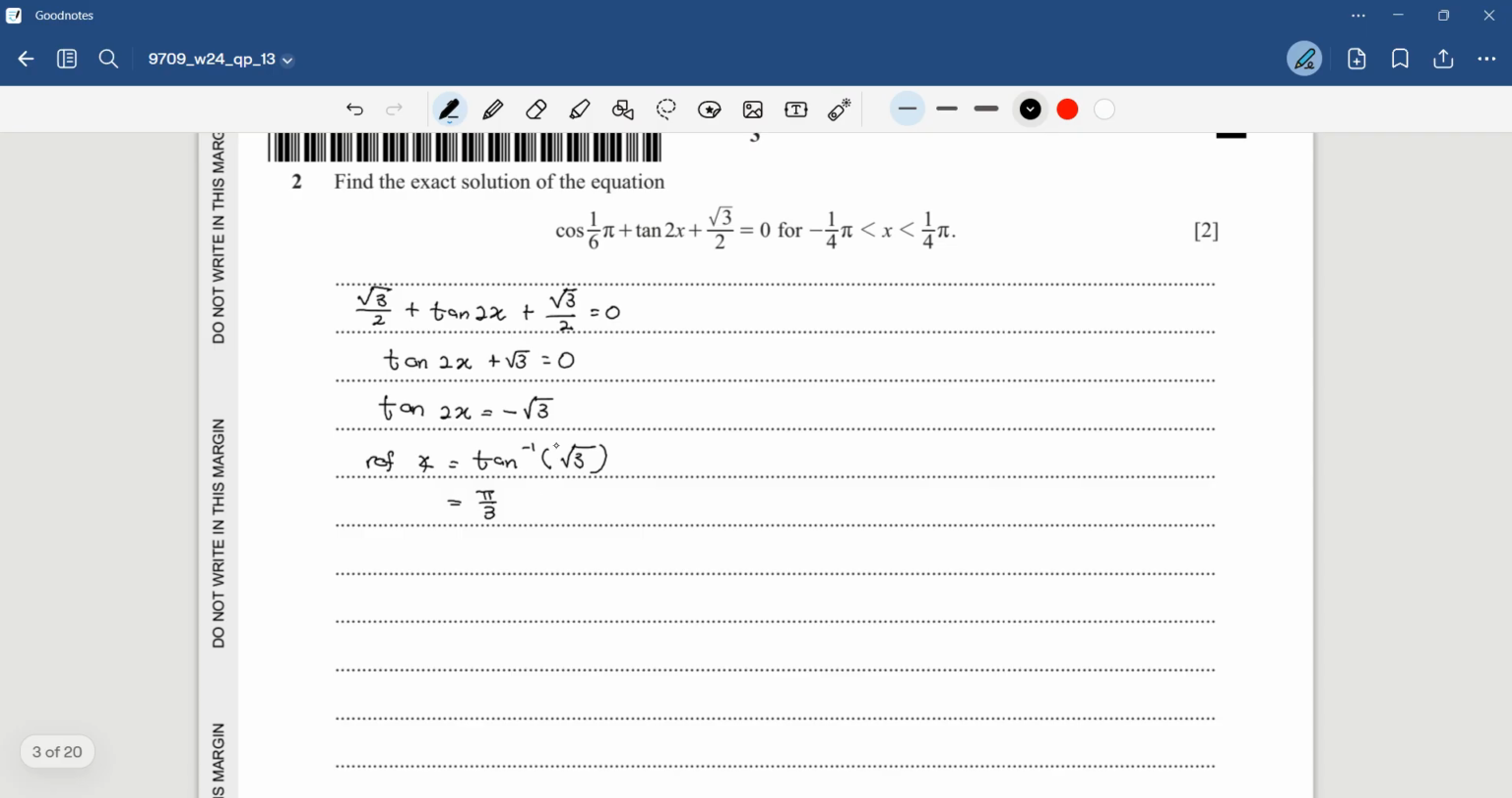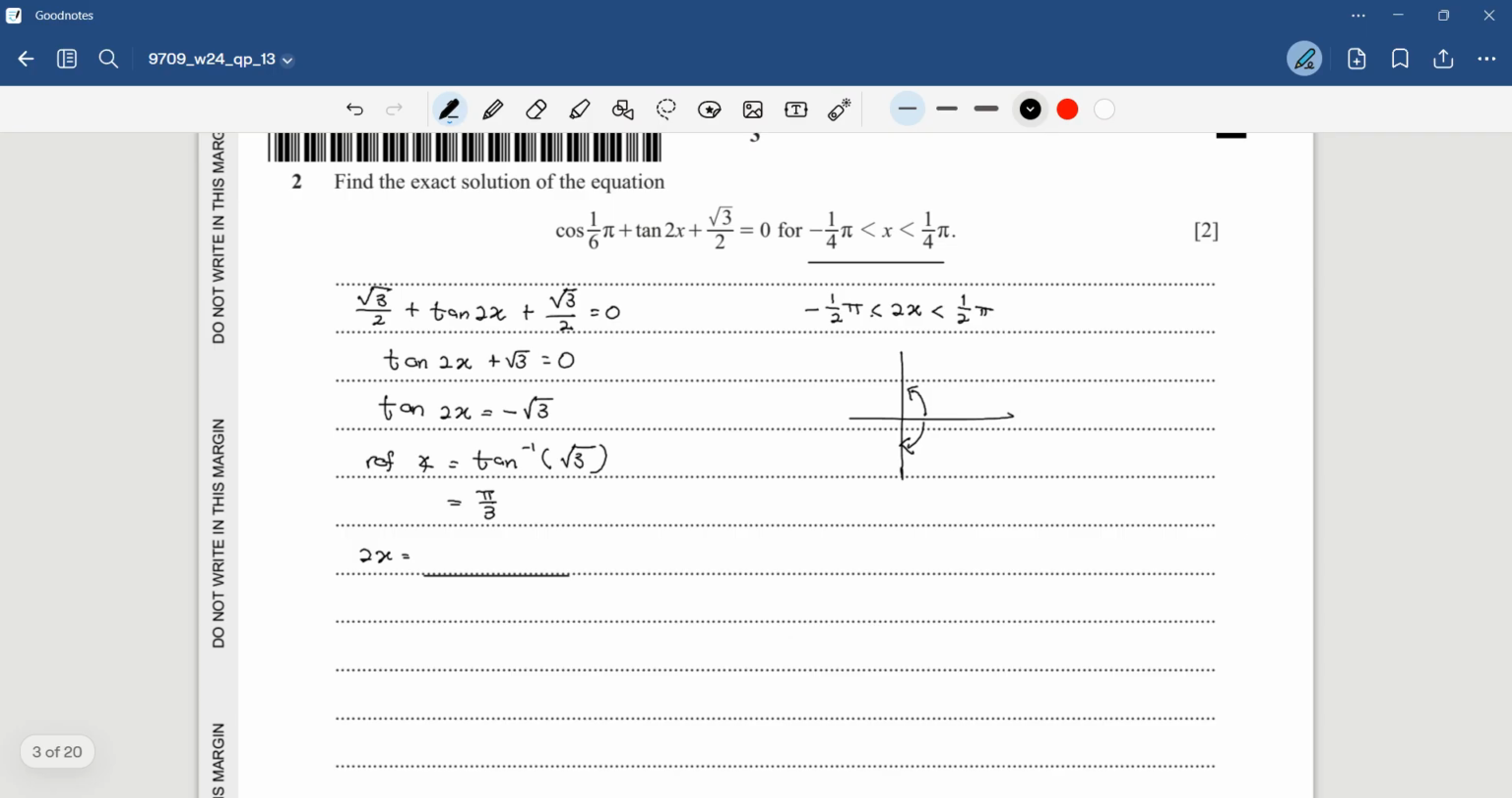You can press your calculator. The domain that they give me here is negative 1 over 4 pi to 1 over 4 pi. Here, if you notice, you have 2x, so I multiply the whole inequality by 2. It's going to be negative 1 over 2 pi less than 2x less than 1 over 2 pi. Whatever answer I write here is going to be between this region, from negative 1 over 2 pi to positive 1 over 2 pi.